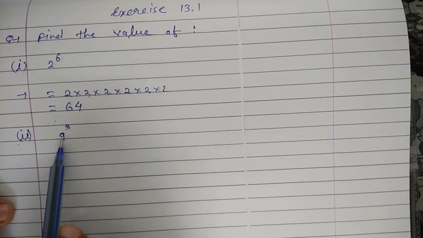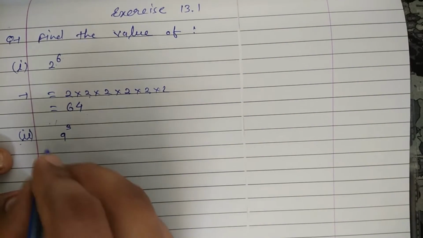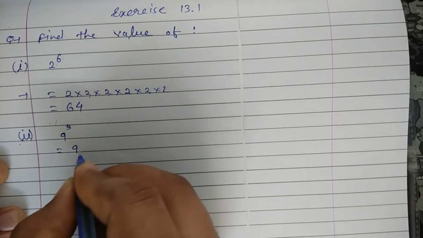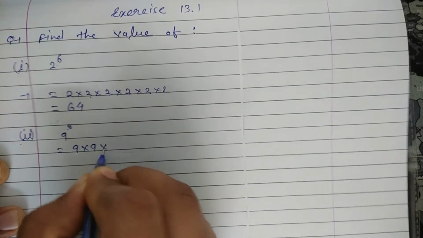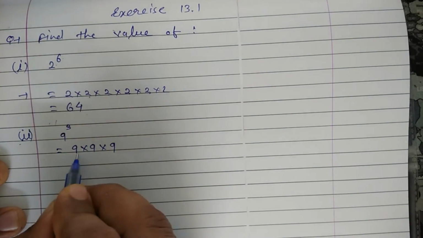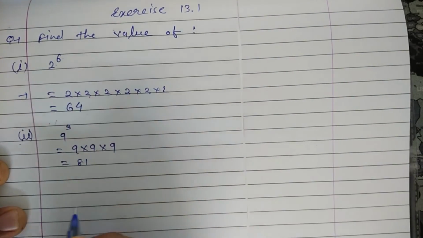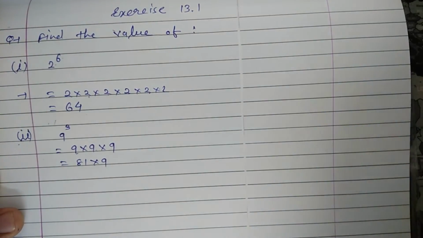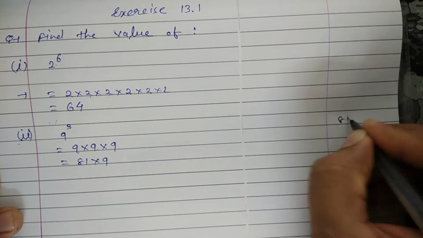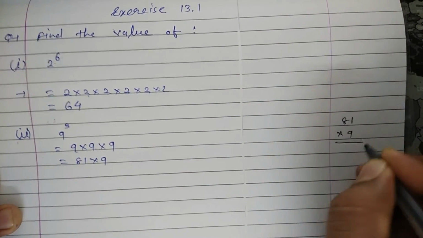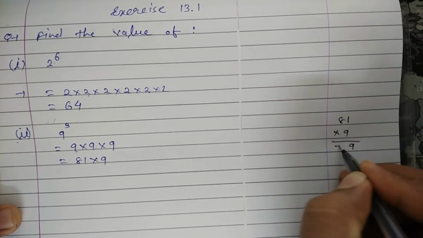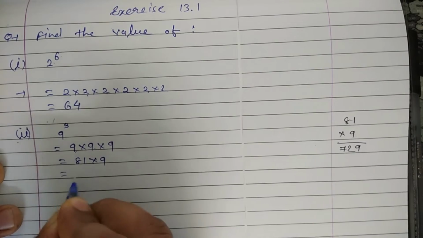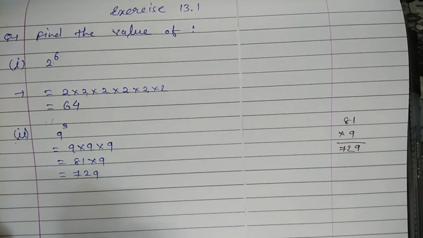Next, 9 raised to the power of 3. We will simplify it. That is equal to 9 multiplied 3 times. That is 9 multiplied by 9 multiplied by 9. 9 9s are 81. 81 multiplied by 9. So here quickly we will do this multiplication. 81 multiplied by 9. 1 9s are 9. 8 9s are 72. So answer is 729.